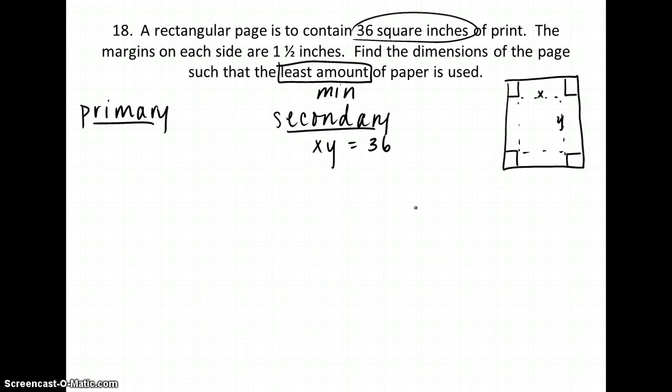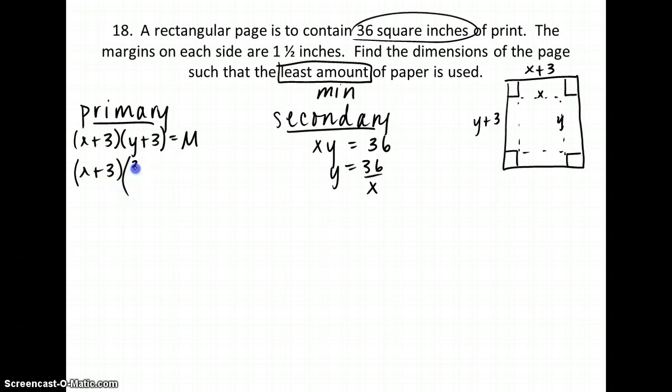So what are we looking to minimize? The dimensions of the page. Well, the dimensions of the page would be x plus 3, all right, taking into account the 1.5 margins on each side, by y plus 3. So that's what we're looking to minimize. Using the secondary, solving for y. Now plugging the secondary into the primary equation.